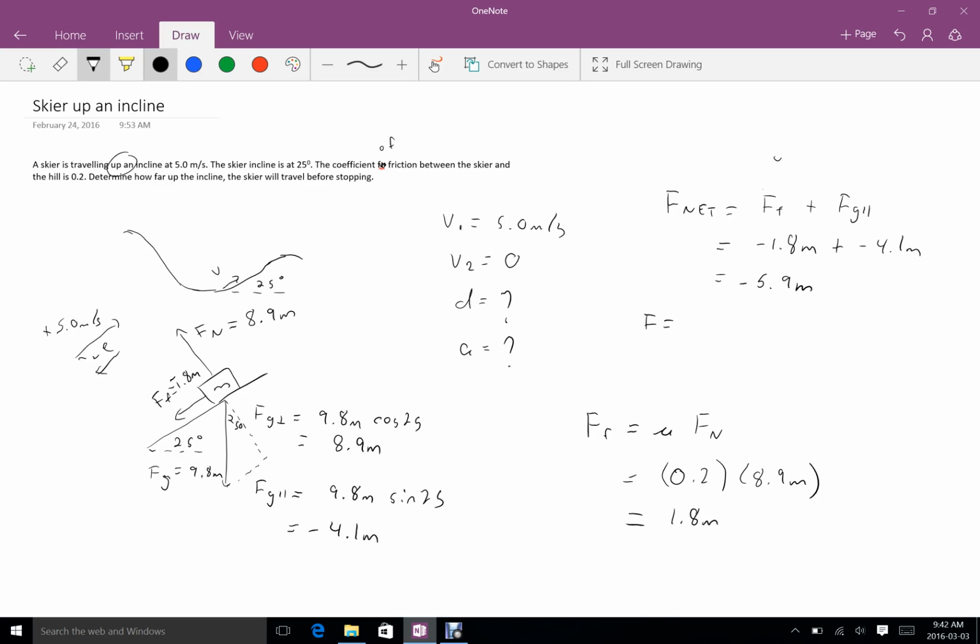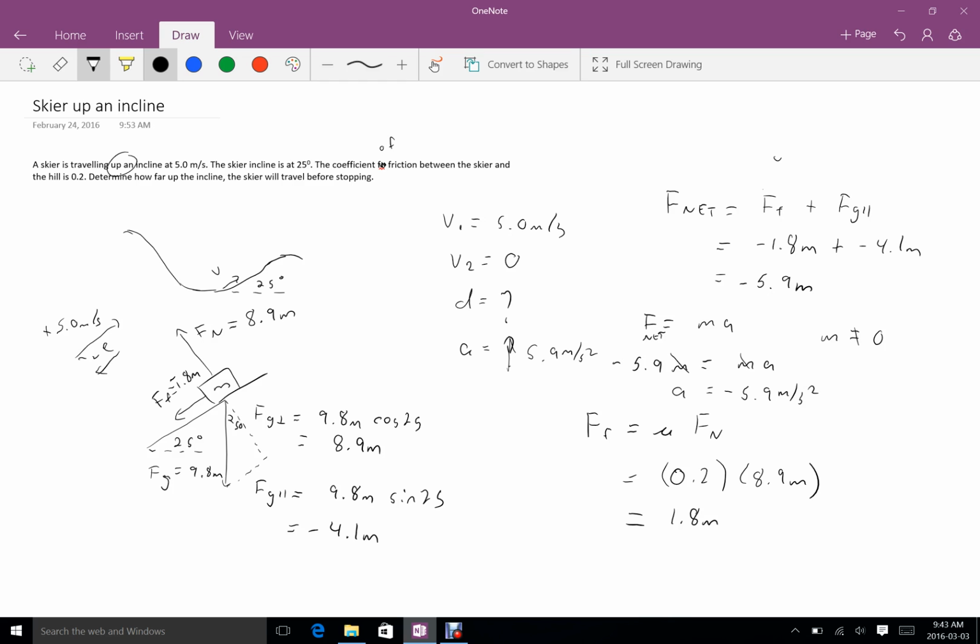F equals ma, so negative 5.9 m equals ma. Usually you can't divide by variables, but since I know that the mass does not equal 0, the skier might be light, but they don't weigh nothing, I can go ahead and divide by those masses and recognize that my acceleration is negative 5.9 meters per second squared. Now I have my initial velocity, my final velocity, and my acceleration.